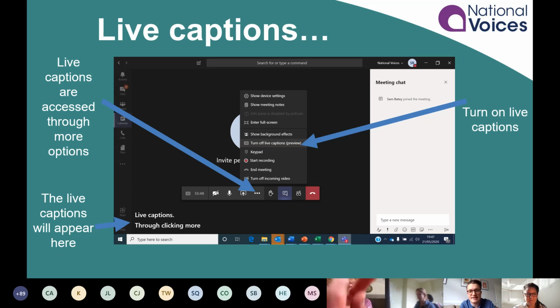Microsoft Teams has live captions. If you need this, it is in the more options, the 3 dots icon. You hit that and then click on turn on live captions, and there'll be a preview in the bottom left hand side of the screen.